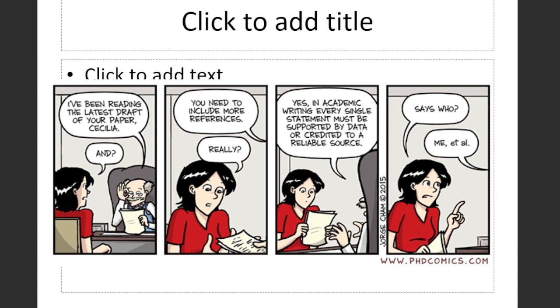Here is a comic. I've been reading the last draft of your paper, and you need to include more references. Really? Yes. In academic writing, every single statement must be supported by data and credited to a reliable source. Says who? Me, et al.